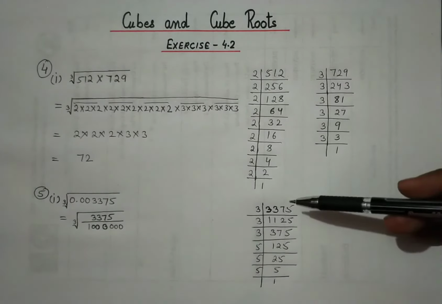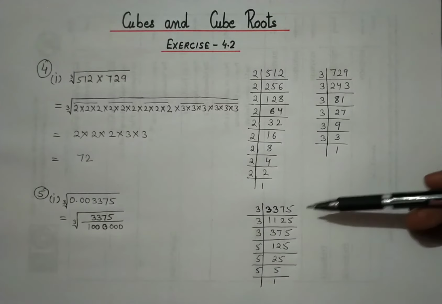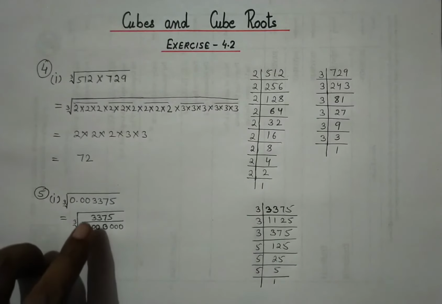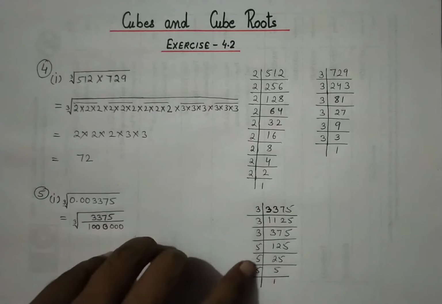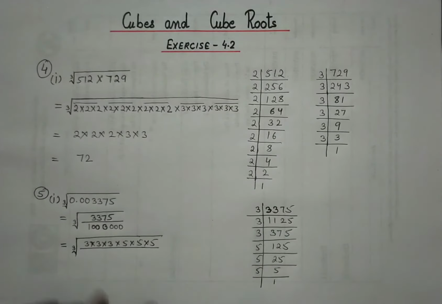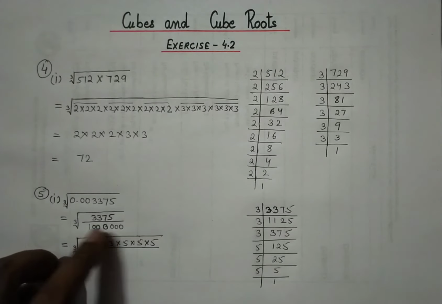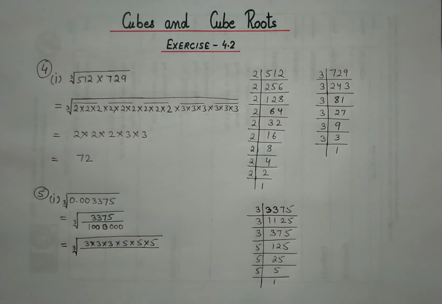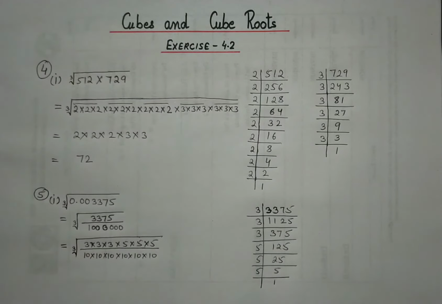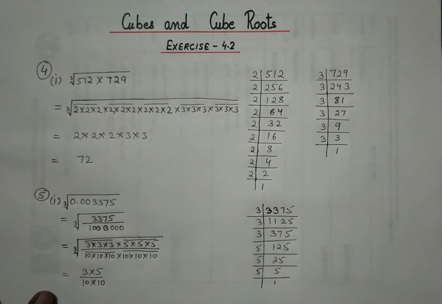Now here we have got the prime factors of 3375, and now we are going to replace 3375 by this one, and the denominator can be broken down as 10 into 10 into 10 by 6 times. Now we will group them in triplets. After this we will be taking one member from each group, and then this can be written as 15 upon 100, that is equals to 0.15.